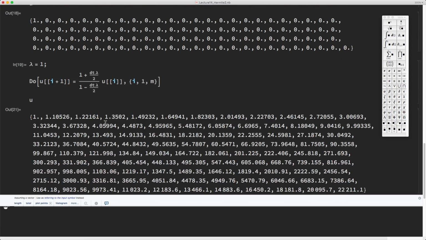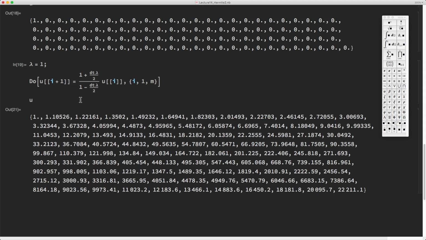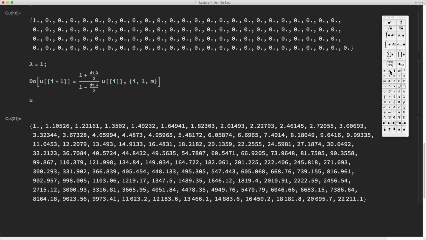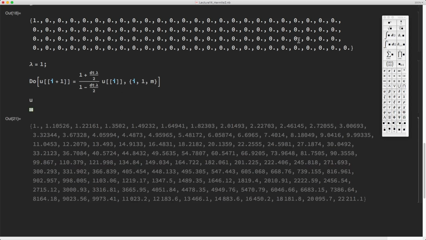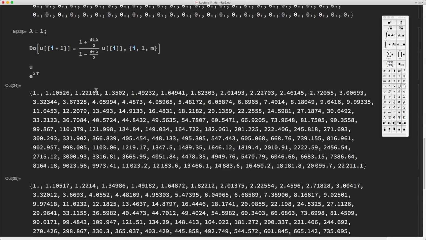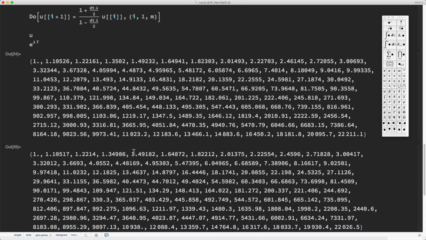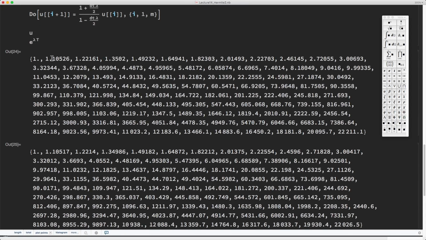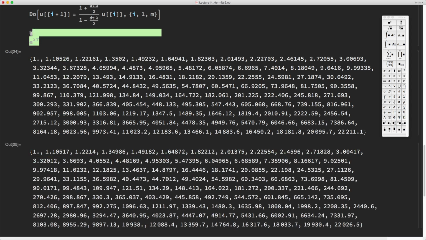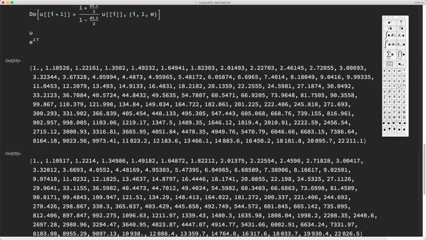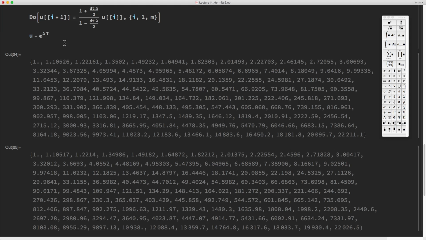Okay, so this is what u looks like. Now we can compare this to the analytical result. That would be e to the power lambda times time, and we can simply substitute the time grid here. So these are the values for the exact solution. We see that they are reasonably close for a second order method. And if we want to, we can calculate the accuracy by subtracting them from each other. So let's try that. u minus e to the lambda t.